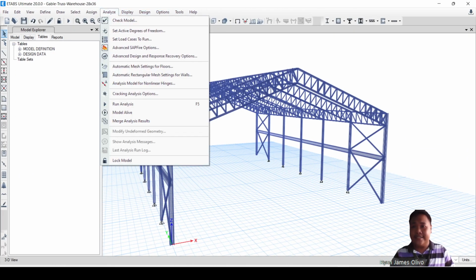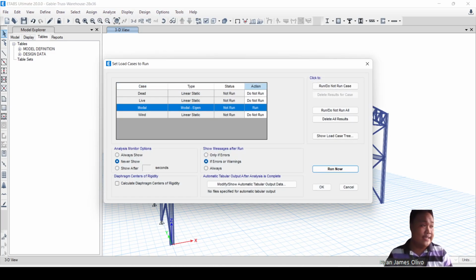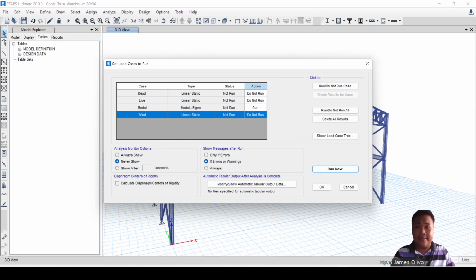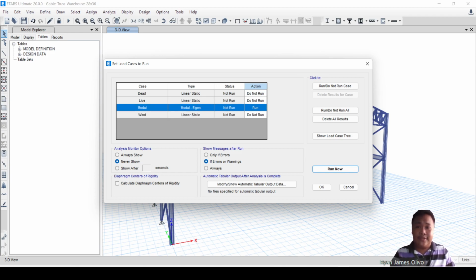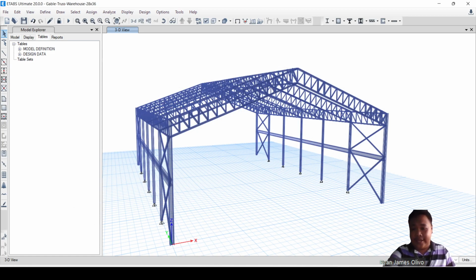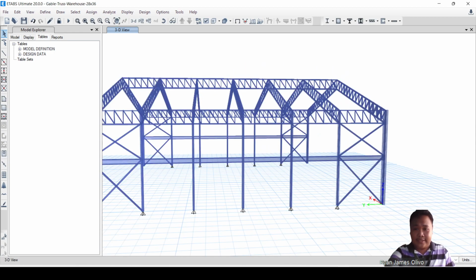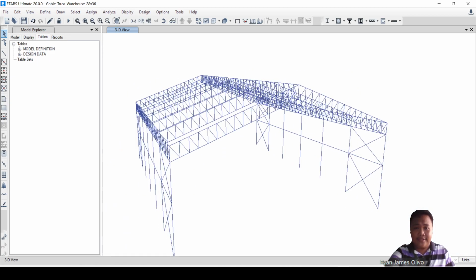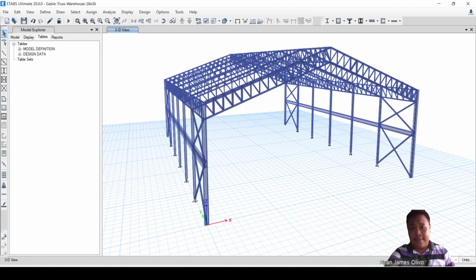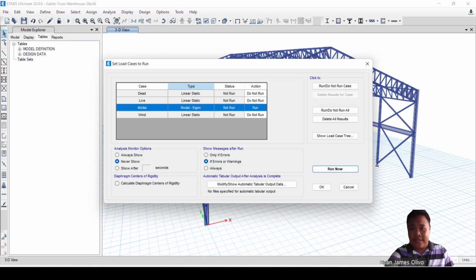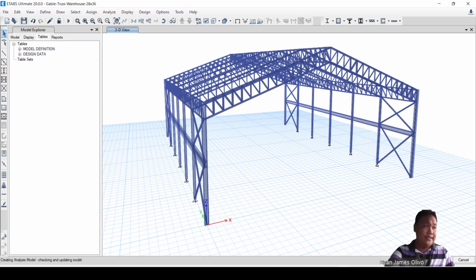So first, just analyze it using the set load cases to run. Just the modal analysis. Because the concern here is not any loading, but the concern here is to get the fundamental frequency. So just run the modal analysis so that you will get the modal properties of the structure. So this structure is a 28 meters span, or the opening here is 28 meter by 36 meters. Gable frame truss.